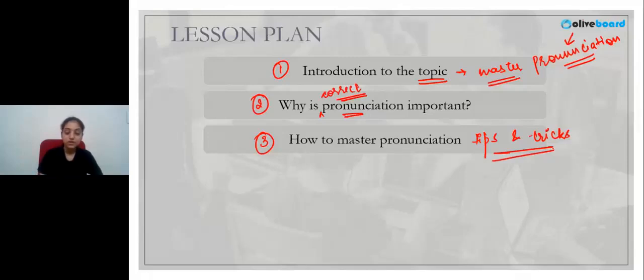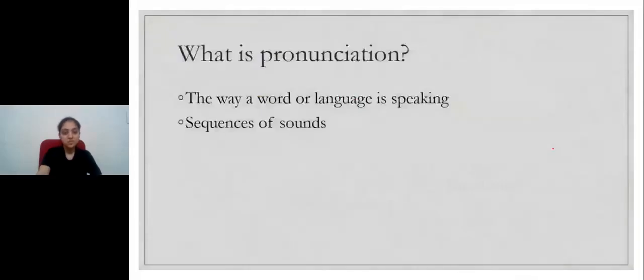So now, let us move ahead and discuss further. What is pronunciation? So what are we aiming at? We are aiming at correct pronunciation. This is our goal. This is our target. But what do you understand by the word pronunciation? Pronunciation is nothing but the way in which a word or a language is spoken.